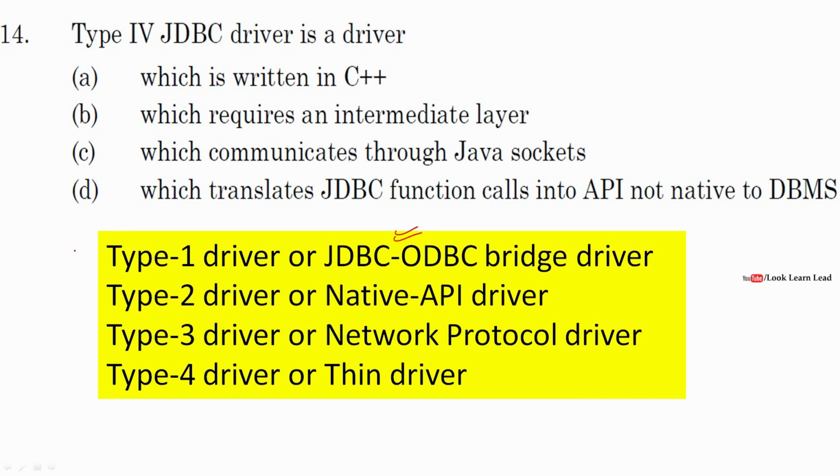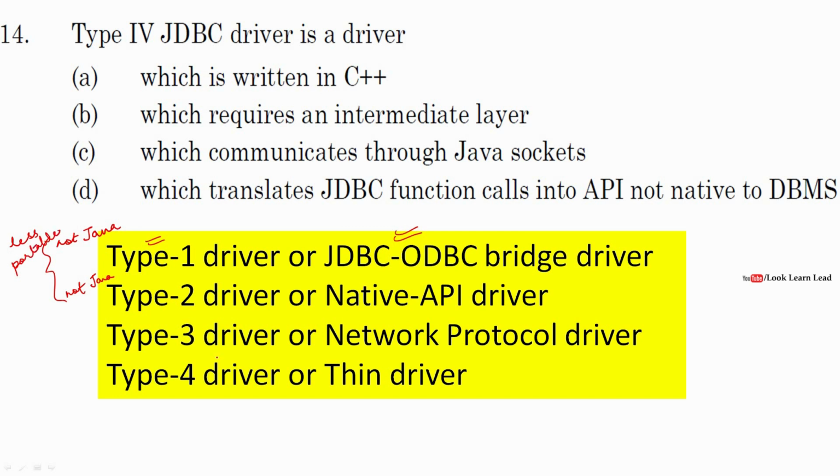Okay, this is not written in Java, so it is less portable. It is used for database connectivity generally. Type 2 driver is called the native API driver. It translates JDBC function calls into API non-native to DBMS. It is also not written in Java. So both type 1 and type 2 are not written in Java, so they are less portable.